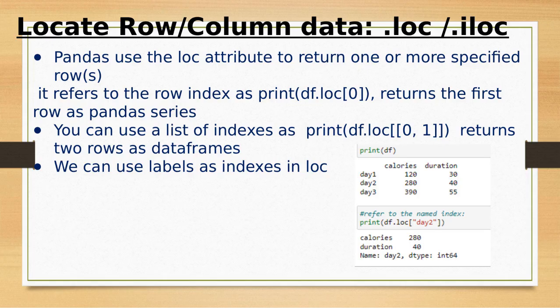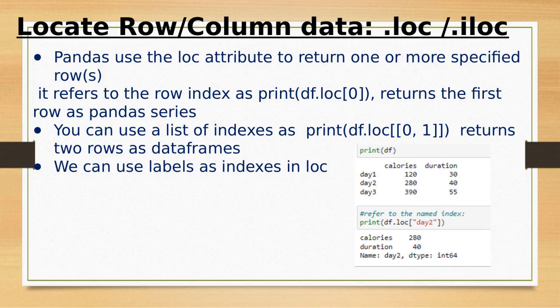Next, if we want to retrieve multiple rows, we can pass a list of indexes. For df.loc[[0,1]], here pandas returns both the first and second rows. Since multiple rows are selected, the output is returned as another data frame instead of a series. One of the biggest advantages of .loc is that it also works with custom row labels. In the example shown on the right, the data frame uses labels such as day 1, day 2, and day 3 instead of numeric indexes.